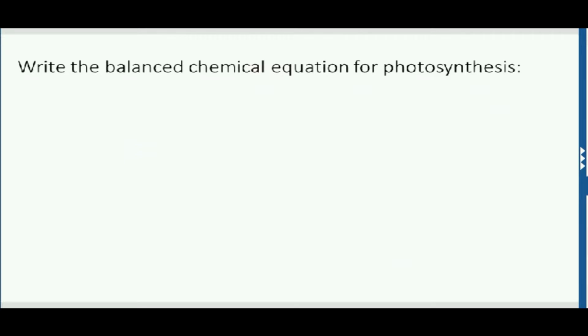Okay, so the balanced equation for photosynthesis. I would memorize this. And if you memorize one of them, like the photosynthesis equation, you automatically have the respiration equation, because they're just backwards of one another. So at least that is a benefit.